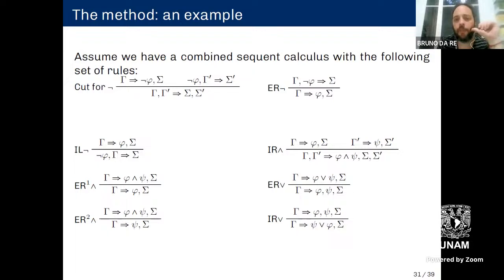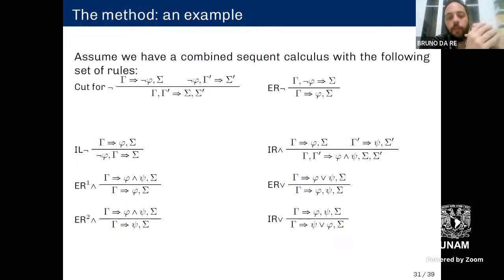Assume you have this bunch of rules. Someone gives you all these rules and asks you: this is classical logic if you add weakening, contraction, exchange, and identity, of course. Well, at first, obviously, all of these are sound for classical logic, but for completeness, it's not obvious at all that it is complete for classical logic.